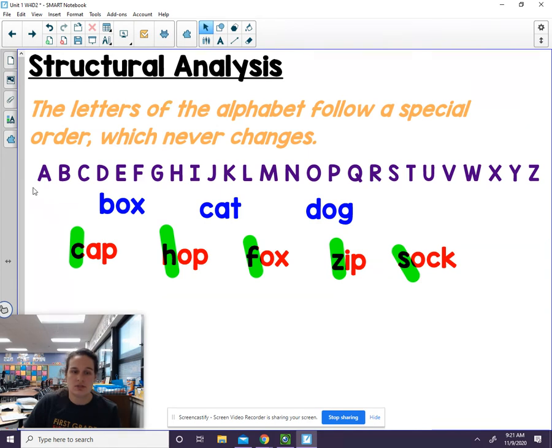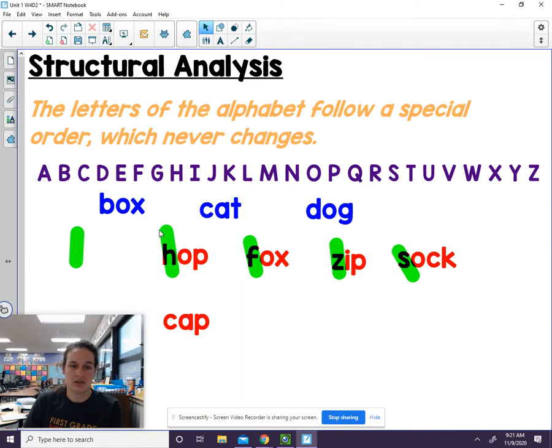Now we're going to use the alphabet to help us put these words in alphabetical order. Let's take a look. Do any of the words start with A? None of the words start with an A. Let's look for B. None of the words start with a B. Do any of the words start with C? We found one that starts with C. Let's check the other ones don't. Yes, so this word would be our first word, cap.